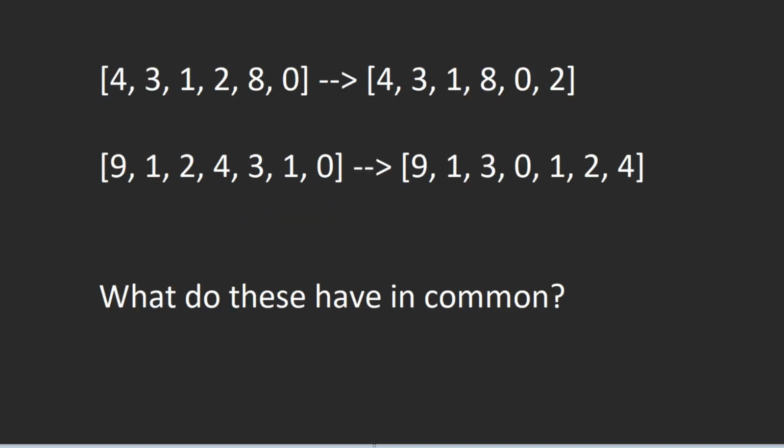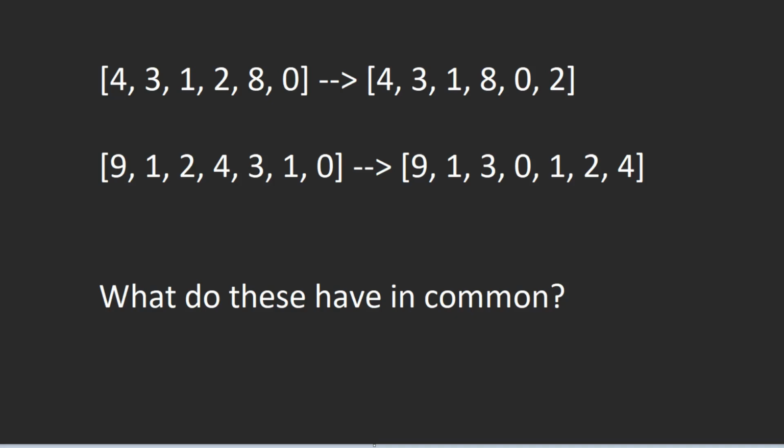Starting with 431280, the next permutation is 431802. Using another array of 9124310, we can find the next permutation to be 9130124. What are the steps that these two examples have in common?